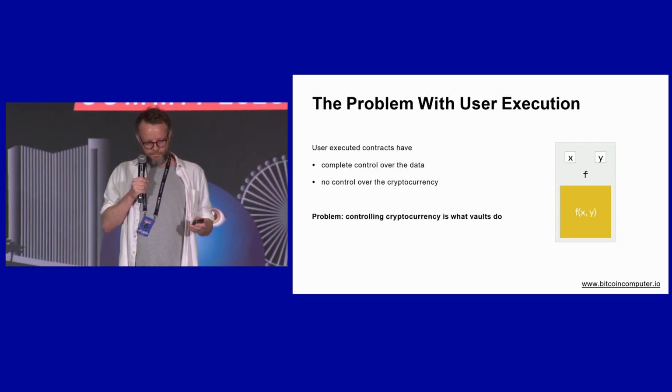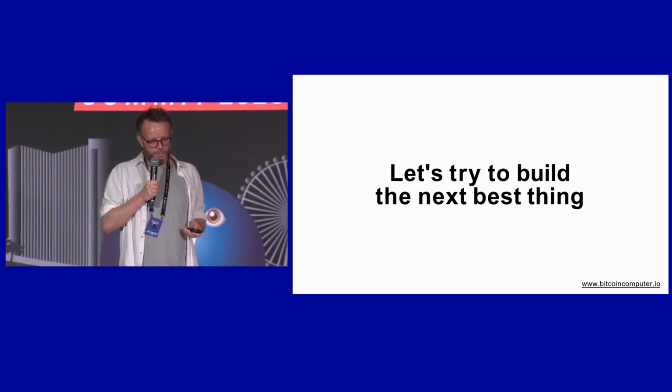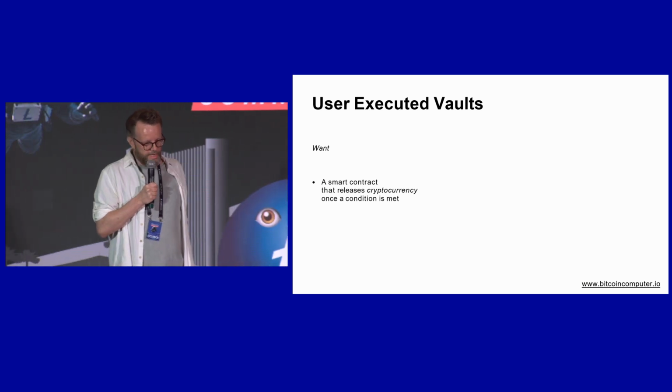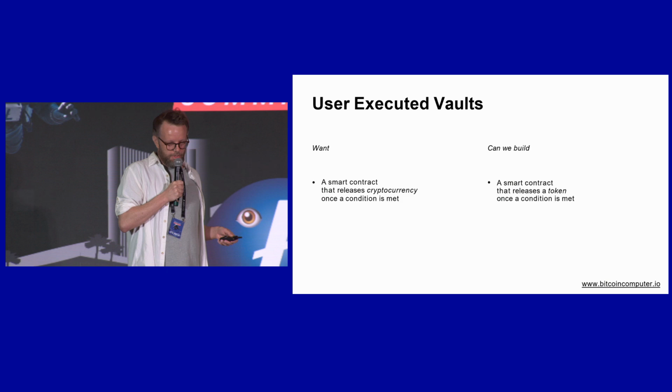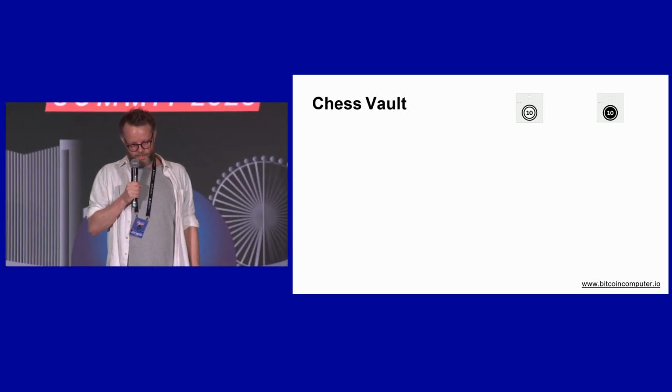That seems impossible. But if you can't build exactly what you want to build, let's just try to build the next best thing. What we want to build is a smart contract that releases cryptocurrency once a condition is met. So let's build a smart contract that releases a token once a condition is met. Okay, let's see how that works.